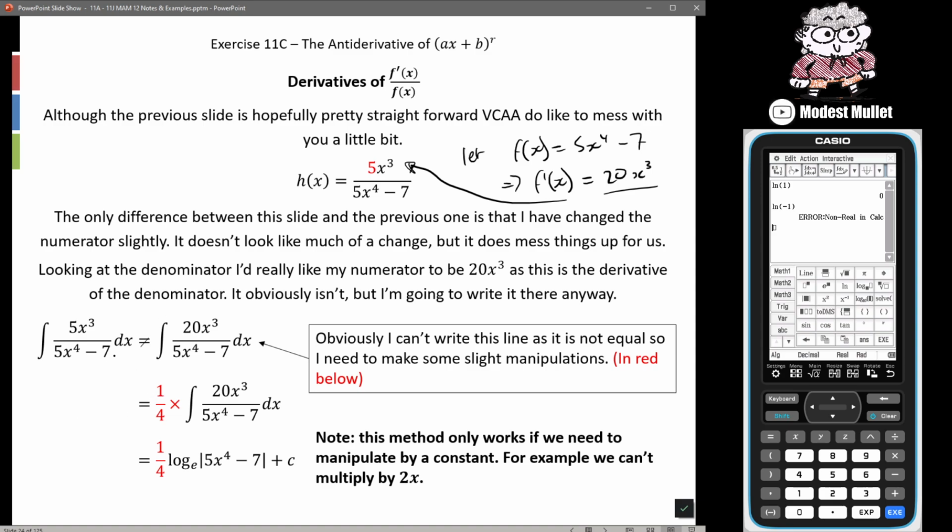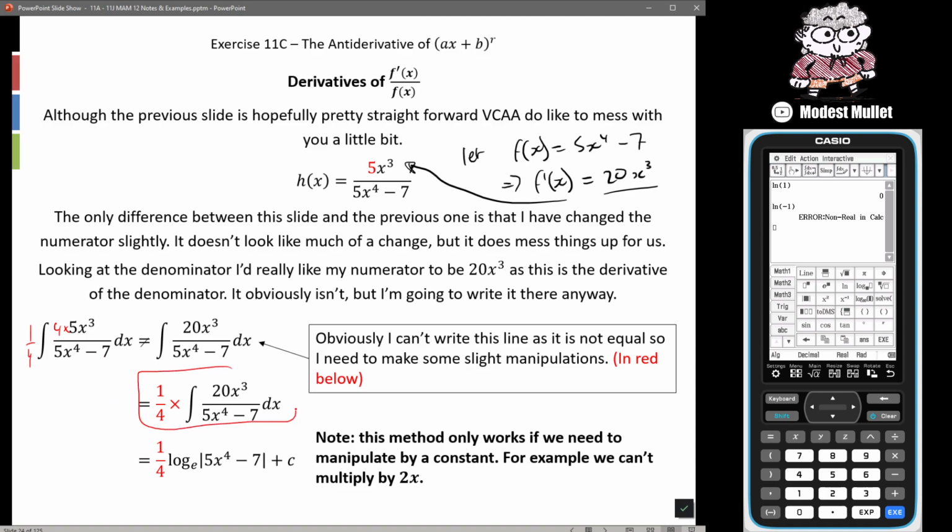So how would I turn 5x to the power of 3 into 20x to the 3, which I need? Well, that's what it's showing here. We don't have what we need, but what I could do is times that 5 by 4 to get what I need. But if I times that 5 by 4, then I would also need to put a 4 down the bottom. And using our scaling factor trick, that 4 down the bottom, I can instead bring out as 1 on 4.